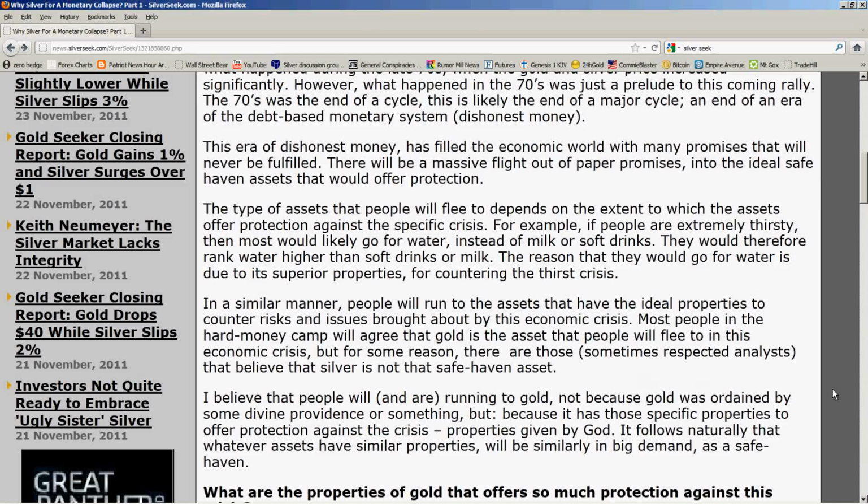The type of assets that people will flee to depends on the extent to which the assets offer protection against a specific crisis. For example, if people are extremely thirsty, then most would likely go for water instead of milk or soft drinks. They would therefore rank water higher than soft drinks or milk. The reason that they would go for water is due to its superior properties for countering the thirst crisis. In a similar manner, people will run to the assets that have the ideal properties to counter risks and issues brought about by this economic crisis.